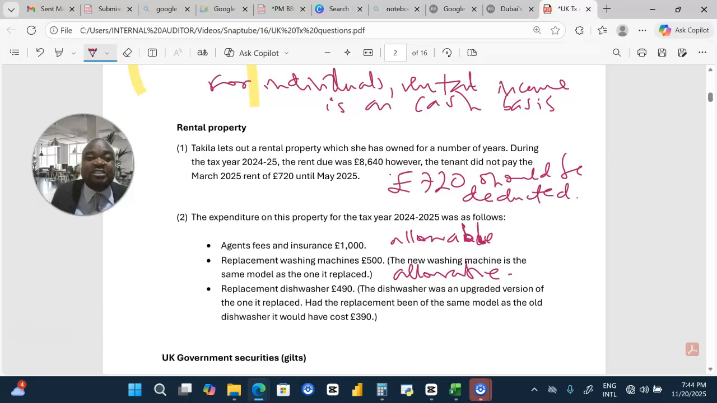Only improvements are considered expenses of a capital nature and therefore, if the asset is a qualifying asset, they attract some capital allowances and so forth, but the expenses themselves are not going to be allowable. But in this case, the replacement was of the same model, so there was no improvement, so there was no capital expense, and therefore the expenses are allowable. Am I talking to somebody? Can somebody shout hallelujah?